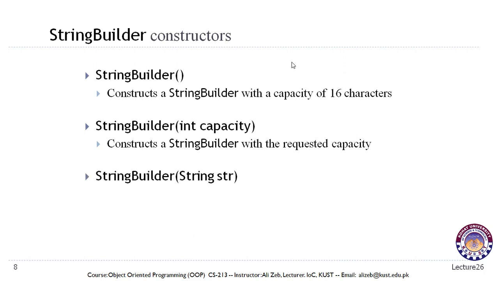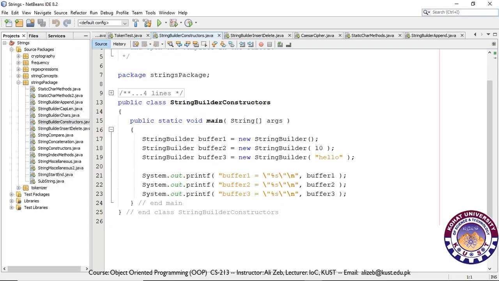Then we can initialize the string builder to a string. This constructs a string builder containing the string str. If you look at the constructors of the string builder, we have a constructor that takes no parameters, and it will initialize this object to the default capacity, and it is an empty string builder object. This one will initialize the string builder object to a capacity of 10, so it will change the default capacity from 16 to 10, and this one will be initialized to the string hello.